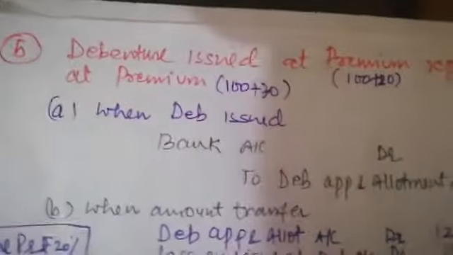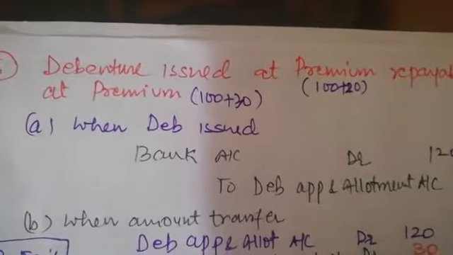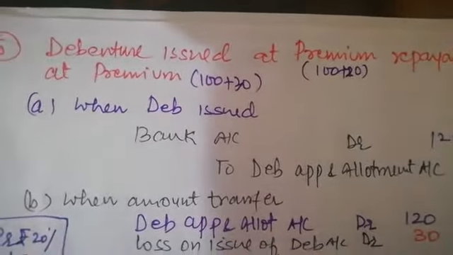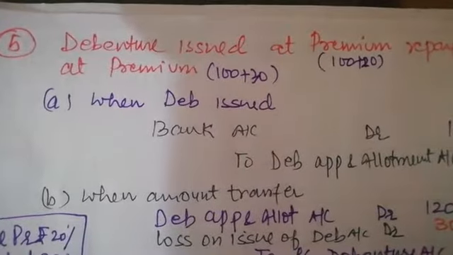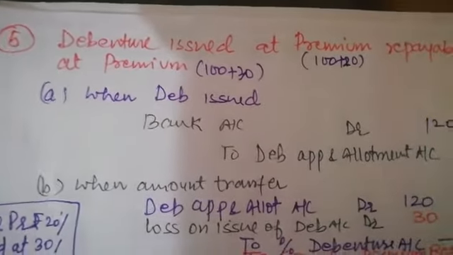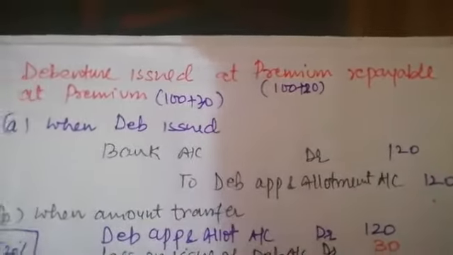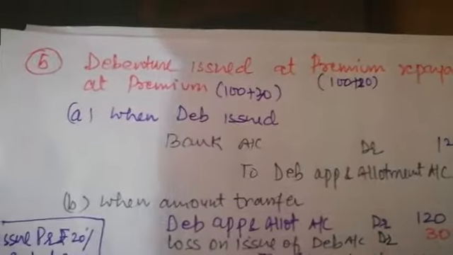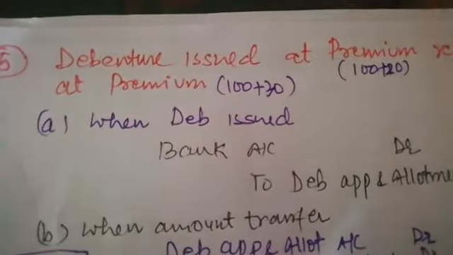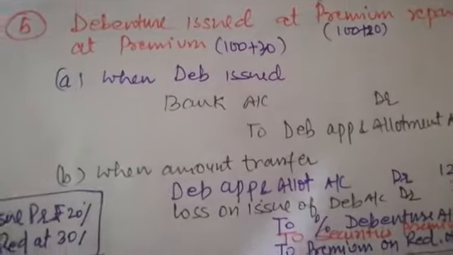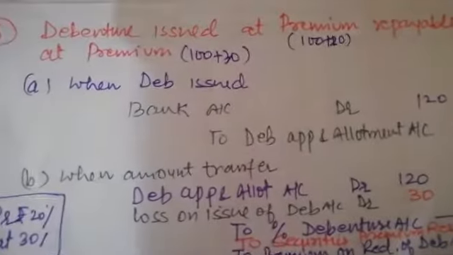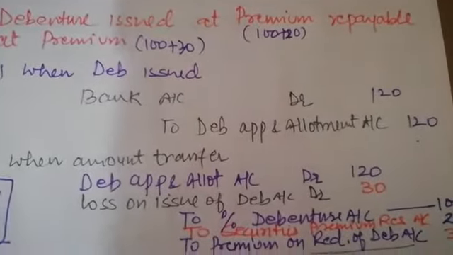The next is the fifth condition, and in this condition the debenture is issued at premium and repayable at premium. Many times the students get confused in this term. The premium on issue of debentures is called the securities premium reserve, whereas the premium on redemption is called the premium on redemption of debentures.